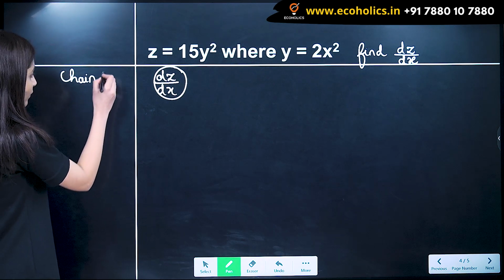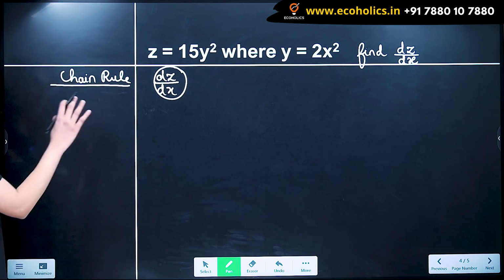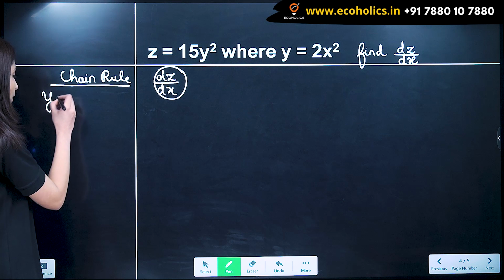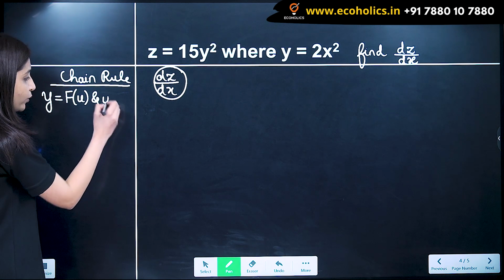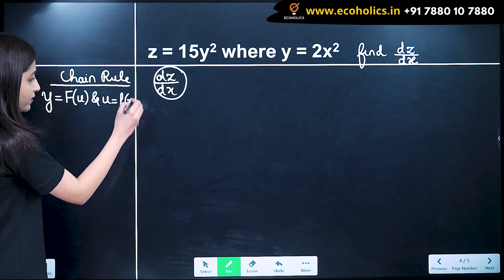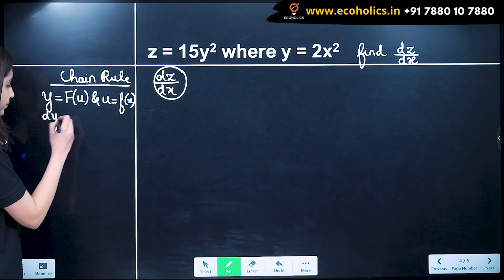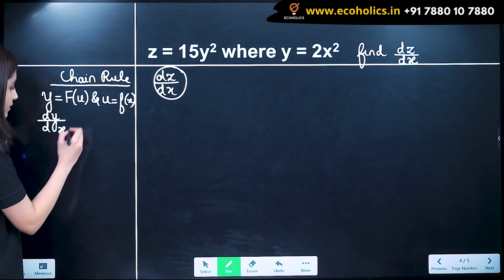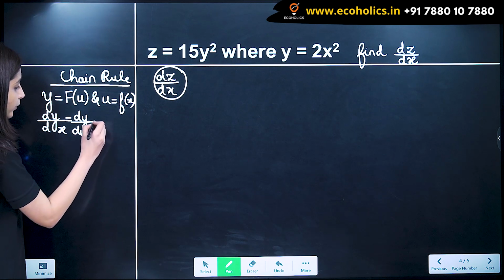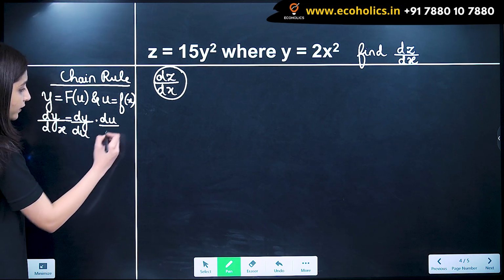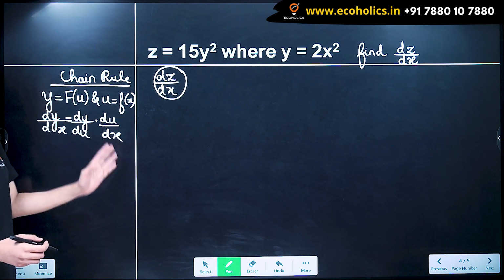Now, chain rule of differentiation states that when y is a function of u and u is a function of, let's say, x, then in this case our dy by dx becomes equal to what? Our dy by dx is equal to dy by du into du by dx, because we have y as a function of u and u as a function of x.